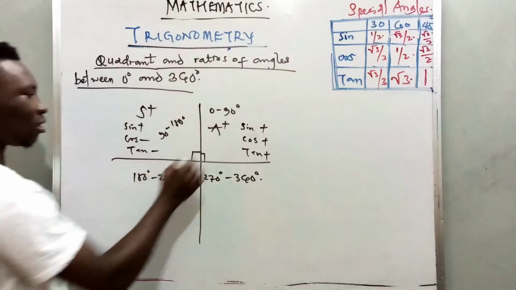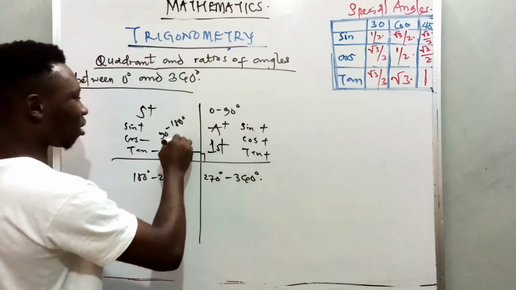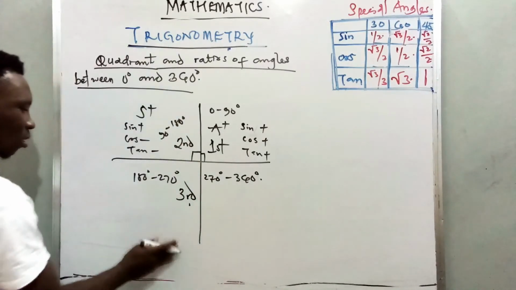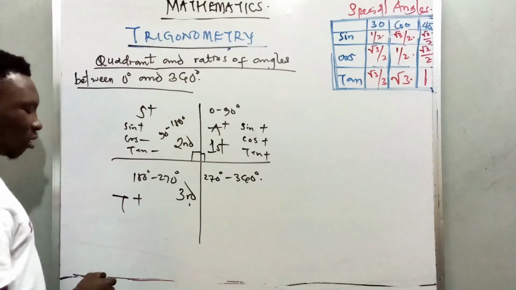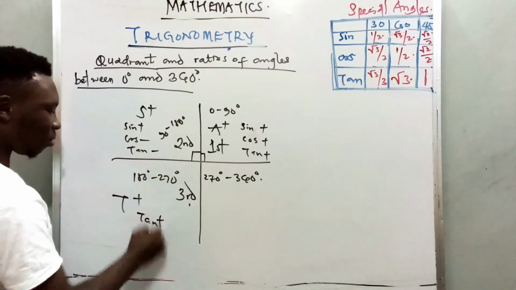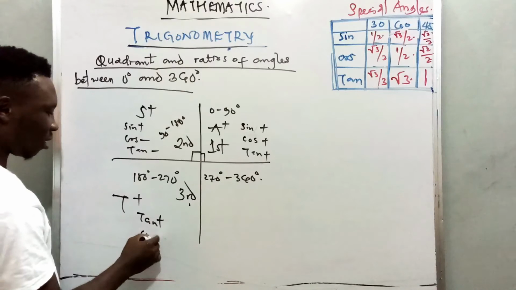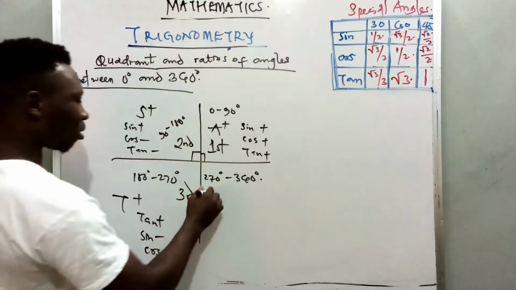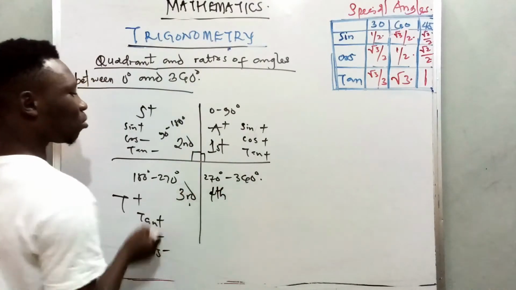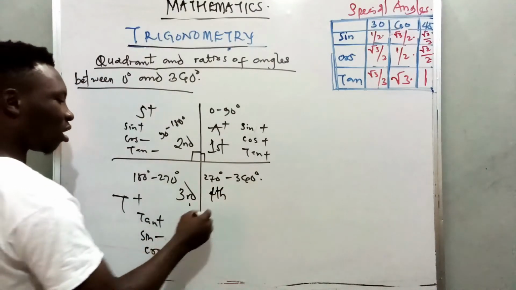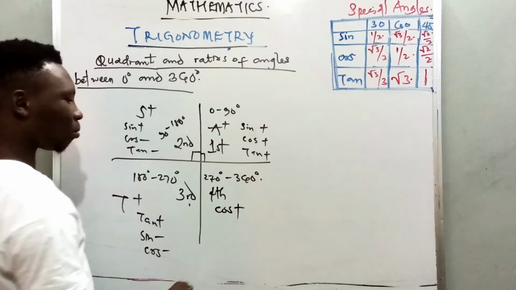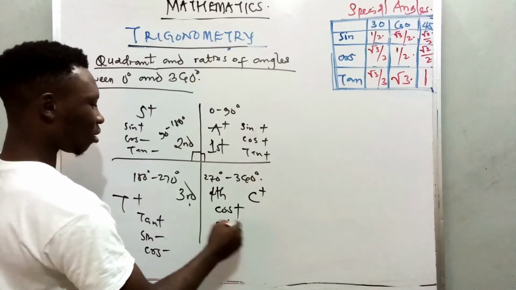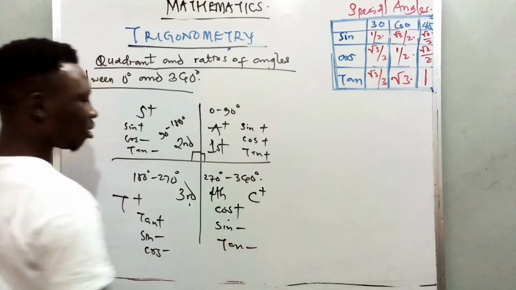Now, in your third quadrant, this is your first quadrant, call your second quadrant. Now your third quadrant, only your tan is positive. Your tan is positive, your sine is negative, your cos is negative. And finally, your fourth quadrant is from 270 degrees to 360 degrees. Only your cos is positive, your sine is negative, your tan is negative.